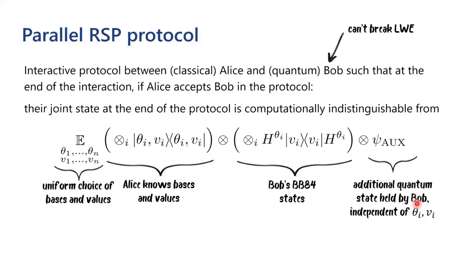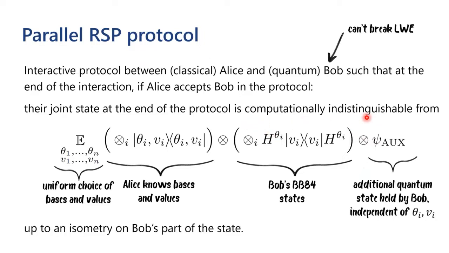All that we require then is that these encryptions don't actually tell Bob any useful information about what theta I and VI are. So in other words, while the true auxiliary state may depend on these values information theoretically, from Bob's point of view, they don't tell him anything useful. And as a result, they're computationally indistinguishable from a state that is independent and therefore doesn't contain any information at all about theta I and VI. Right, so this is how this computational indistinguishability comes about.